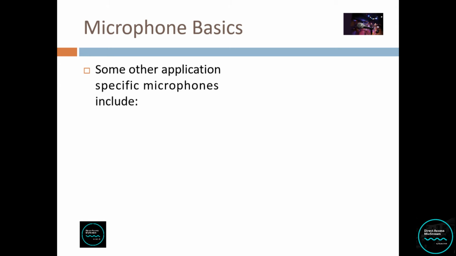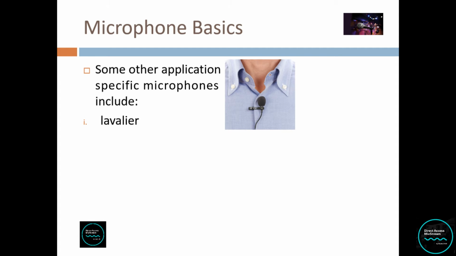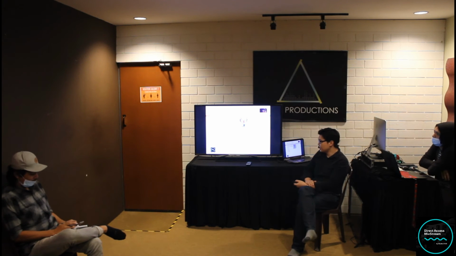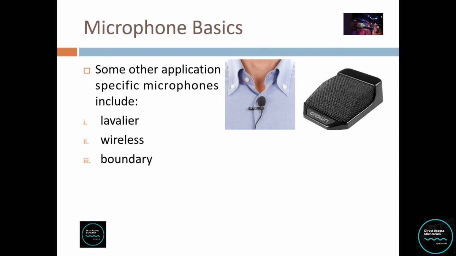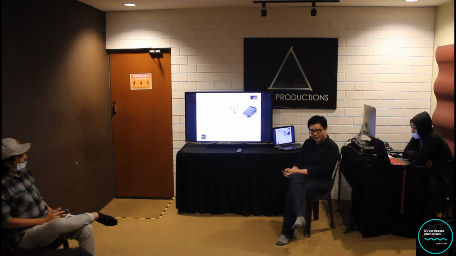There are some other specific microphone applications, including a lavalier, very common. You see this on broadcast when you're interviewing people. You have the wireless microphone, obviously. You have a boundary microphone, which I actually have a sample of. Actually, I'll show you guys later. Here's an example of a boundary microphone. This is a Crown PZM. So boundary microphones typically are condensers, and they work on the boundary mic principle.